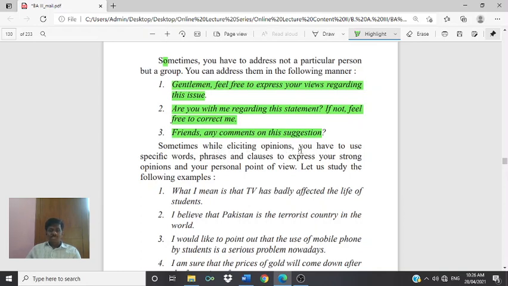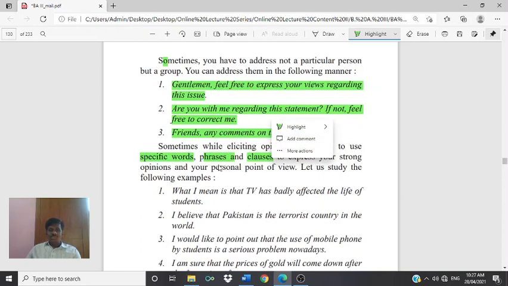Sometimes, while eliciting opinions, you have to use specific words, phrases, and clauses to express your strong opinions and your personal point of view. This is also very important. Many times it happens in a group discussion that a few group members speak something different, or express the wrong things, and you have certain strong opinions regarding that and you are sure about it. In that case you should use specific words, phrases, or clauses to show that you have a strong opinion. I am not asking you to quarrel with the participant, but you should strongly and very tactfully express that you are very sure about this opinion.